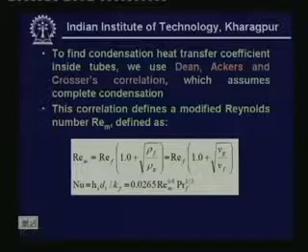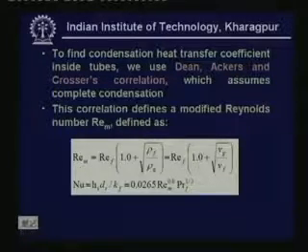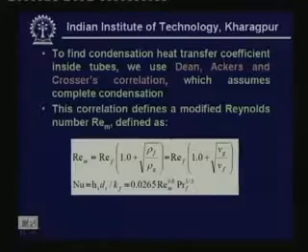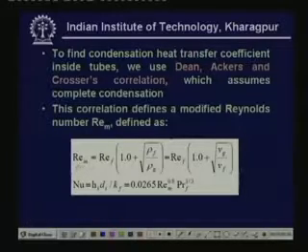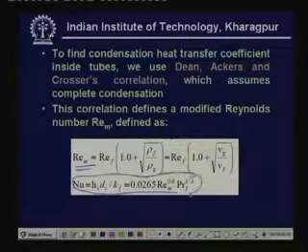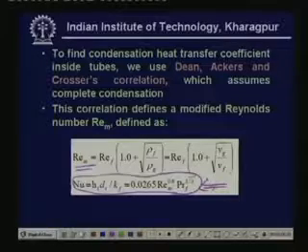This is because I want to present as many correlations as possible. So let us calculate the condensation heat transfer coefficient using this Dean, Akers correlation. It is valid under the assumption that the condensation is complete. This correlation defines a modified Reynolds number REM, defined like this. If you notice, this correlation correlates the Nusselt number in terms of the Reynolds number and Prandtl number. So this is the basic Dean, Akers and Crosser's correlation.